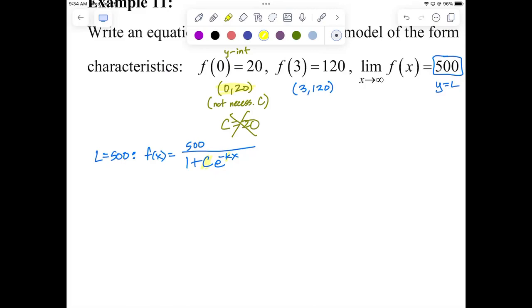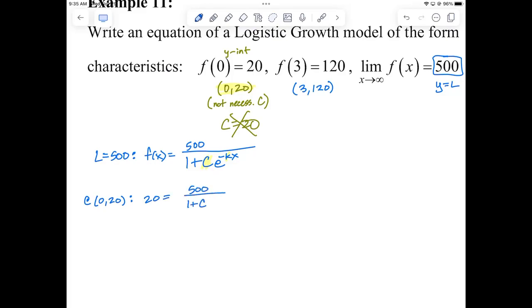Well, I still have 2 points that I can use. Which point would you like to plug in first? Which one might be easier to work with first? 0, 20, okay? So at 0, 20, you're plugging in a 0, just like above I said L equals 500. We're going to get 20 equals 500 all over 1 plus c e to the, what is 0 times negative k? 0, right? We get e to the 0. So now if I work through this, I get 20 equals 500 all over 1 plus c. E to the 0 is 1, isn't it?